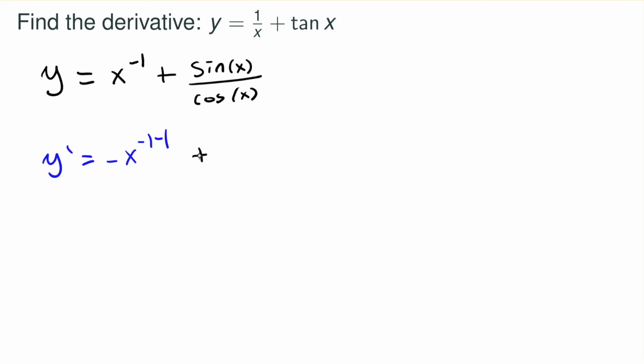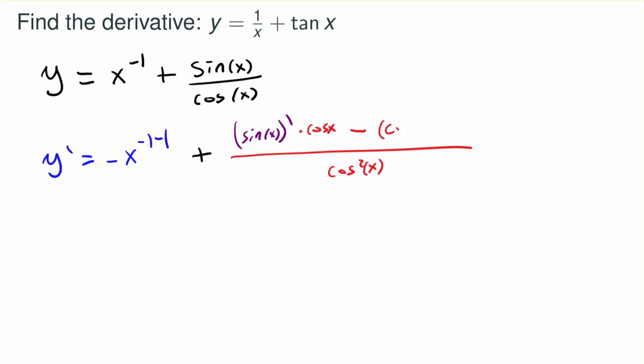plus, now here, derivative of sine over cosine is, first, cosine squared x, the bottom function squared, then derivative of top function. So let me just do one step at a time. Derivative of top function times bottom function minus derivative of bottom function, which is cosine x, bottom function, times just top function. So let's go to the next line and simplify.